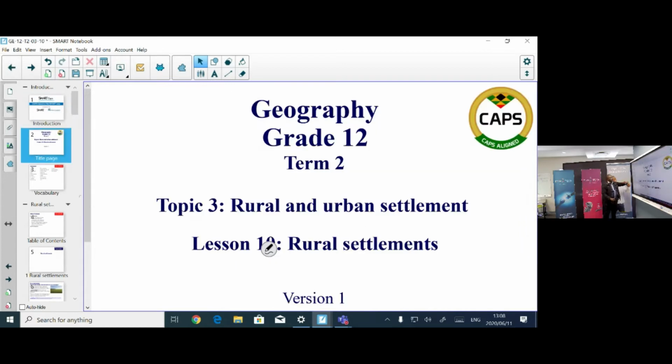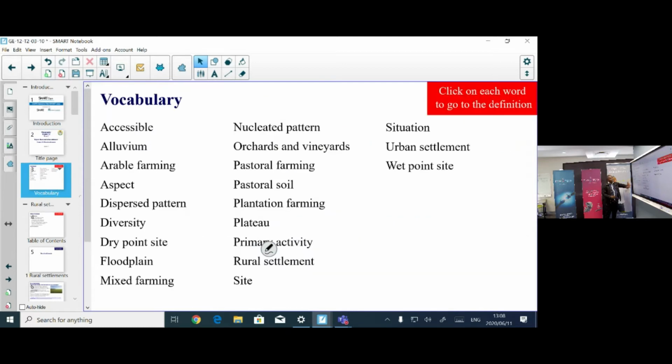So our topic today, as I mentioned earlier on, is rural and urban settlement. So let's first look at the rural settlements. But before we go to the rural settlements, we need to know what vocabulary we are using. Among our terms here, we've got new terms such as alluvium, arable farming, dry point site, wet point site, and we're going to be defining those vocabularies as we go through our lesson.